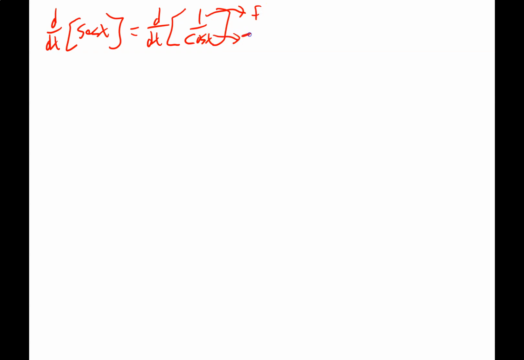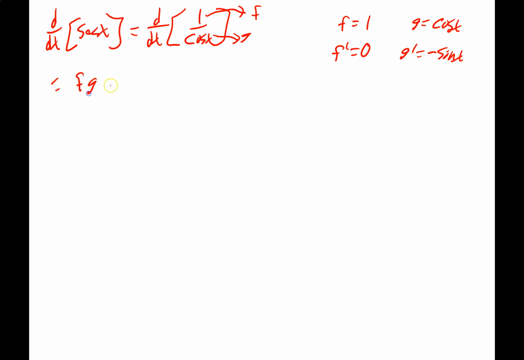2 more to go. Derivative with respect to x of secant x is really the same as deriving with respect to x 1 over cosine. Again, a little quotient. There's my f, there's my g. So f, that's not f prime, f is 1. So the derivative of the constant 1 is 0. My bottom function is g of x, which is the cosine. Prime will be the derivative of that, negative sine.